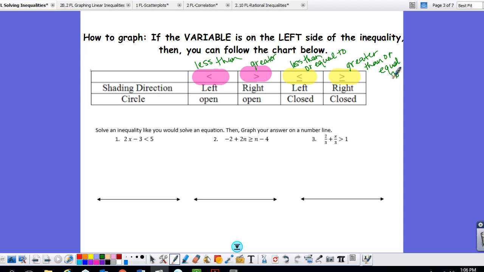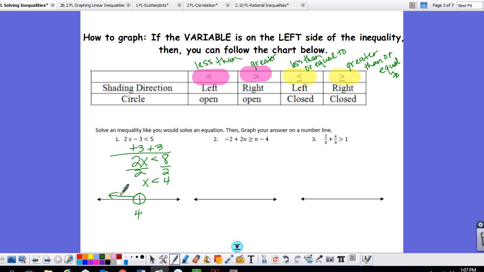Right? So if we practice solving some of these, 2x minus 3 is less than 5. We would add 3 to both sides. So we get 2x is less than 8. Divide by 2, and we get x is less than 4. So we come to our number line, we put a 4. Because it's a less than, we need an open circle. And then less than is always to the left. So it'd be all the values to the left of 4 on the number line.